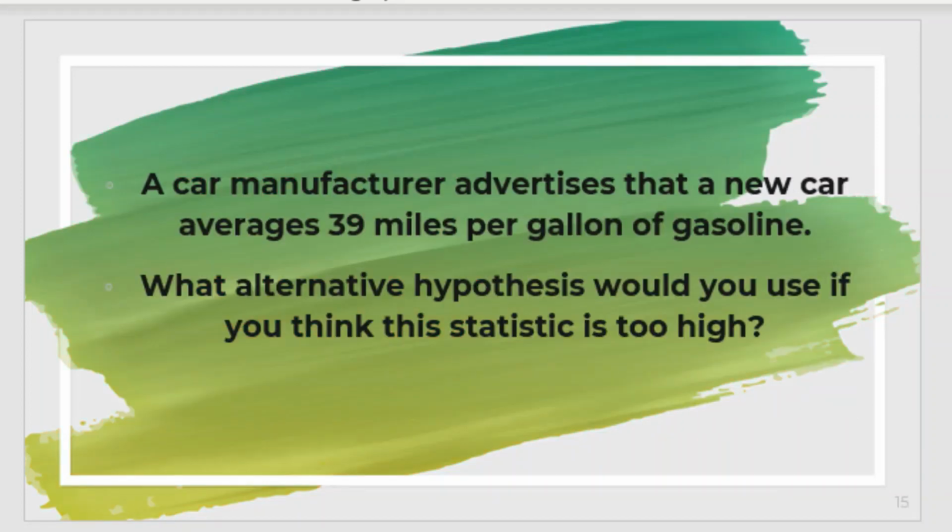Okay, next one is we have a car manufacturer advertises that a new car averages 39 miles per gallon of gasoline. What alternative hypothesis would you use if you think this statistic is too high? So take note na yung car manufacturer, meron siyang advertisement na yung bagong car nila, ang average nung mileage niya is 39 miles per gallon.